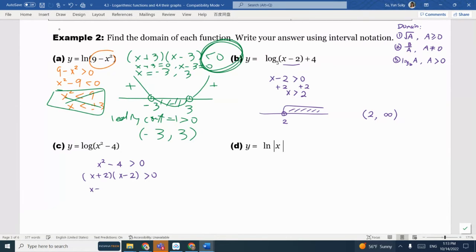And the critical points are x equals -2 and 2. Very good. Do we put open circle or solid circle? Open. Right, everybody? Okay, look at the leading coefficient. What's the leading coefficient? 1, right? So we start with the right upper corner. Leading coefficient is 1. We start with the right upper corner.